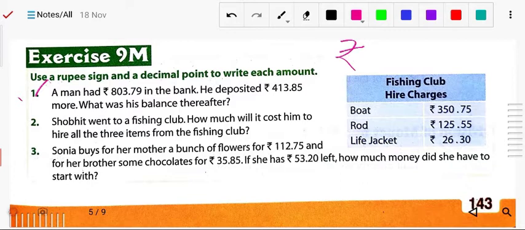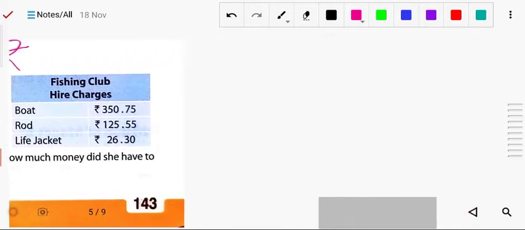So earlier it was 803.79, then after he deposited, it means 413.85. So altogether, what is the total money now? We can add these two and get the total value. Okay, so let's solve this question. Number one you can solve.